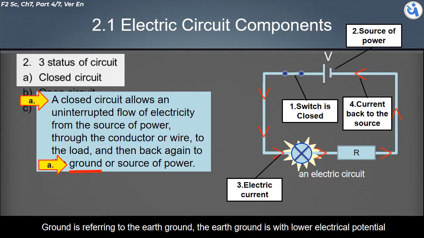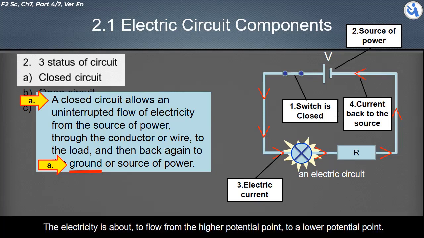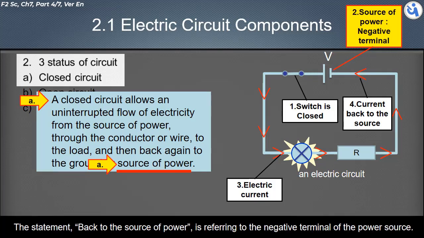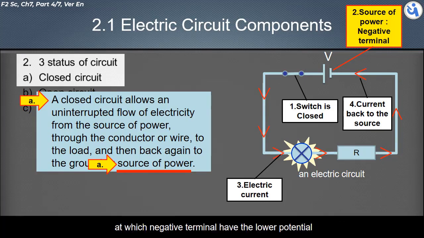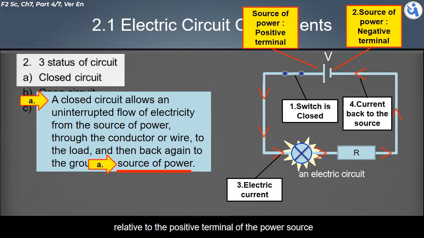Ground is referring to the earth ground. The earth ground is with a lower electrical potential. The electricity is about to flow from the higher potential point to a lower potential point. The statement "back to the source of power" is referring to the negative terminal of the power source, at which the negative terminal has the lower potential relative to the positive terminal of the power source. Current will flow from the positive terminal to the negative terminal.